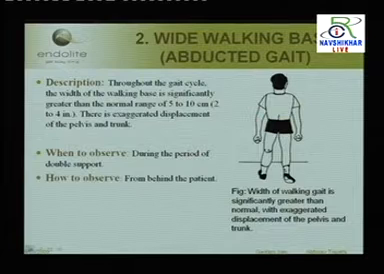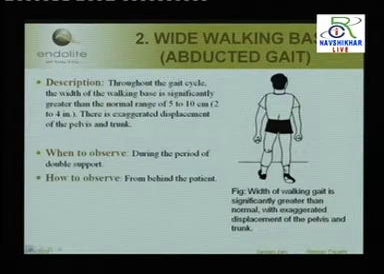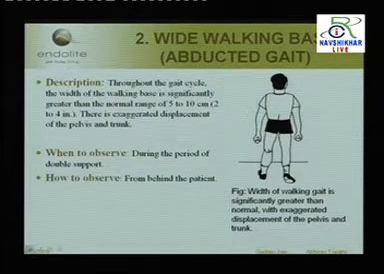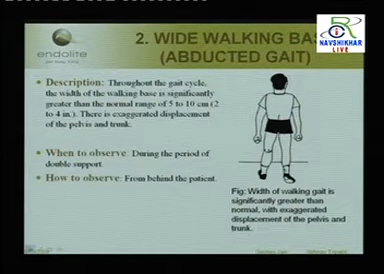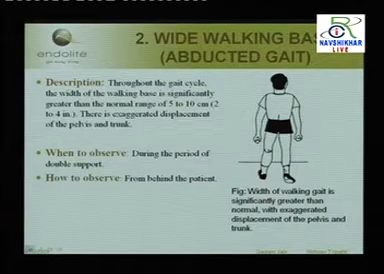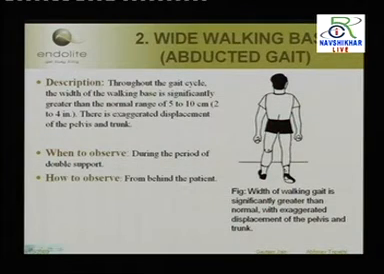Which phase to observe? This is the phase when it is going into swing phase. Swing phase means as he leaves the ground, the prosthesis goes sideways. So it's a wide walking base. If a person walks with his legs wide apart, and the gap is more than 6 to 8 inches, then that's known as an abducted gait, and that's definitely not a normal gait.